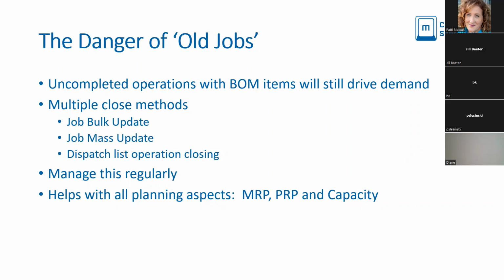Imagine this, if you have a job for 1,000 pieces of something out there and you only made 990, but you didn't close the job, Plex still sees that we need to make 10 more. And it's going to suggest that you purchase material for those operations that aren't closed. So clean up those old jobs, either using job bulk update, job mass update, or closing operations right on the dispatch list.